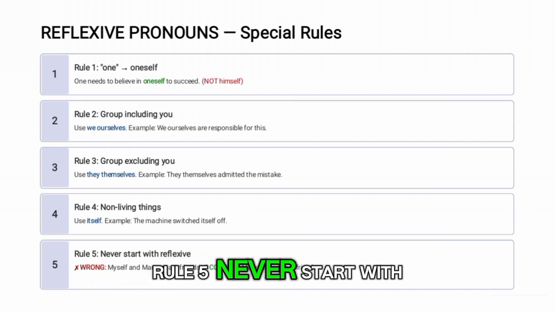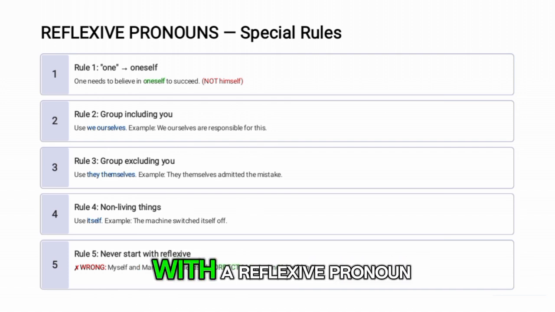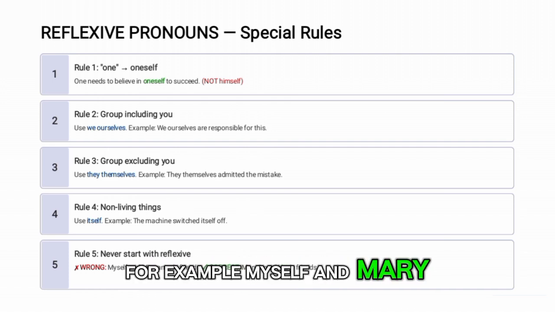Rule 5, never start with a reflexive. Never begin a sentence with a reflexive pronoun. For example, myself and Marianne are friends.